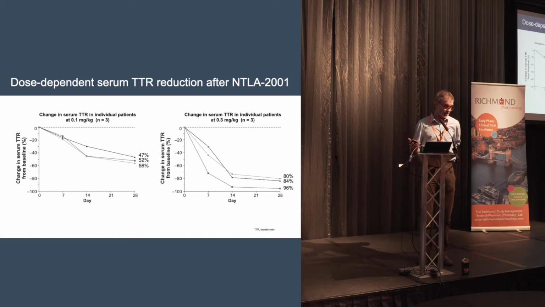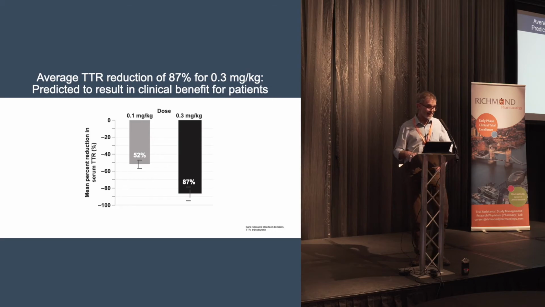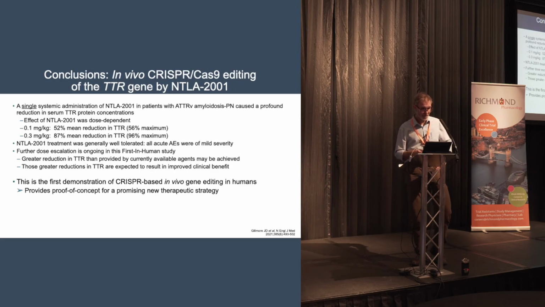We've never seen 96% reduction in TTR with any other treatment over the course of many, many years. At day 28, the mean TTR reduction from baseline in the 0.1 mg per kilogram cohort was 52%, and in the 0.3 milligram per kilogram cohort was 87%. Pretty impressive. So to conclude, systemic administration of NTLA-2001 in patients with hereditary ATTR amyloidosis and polyneuropathy caused a profound and dose-dependent reduction in serum TTR protein concentration. Of note, the maximum reductions were 56% and 96% in the 2 dose cohorts.